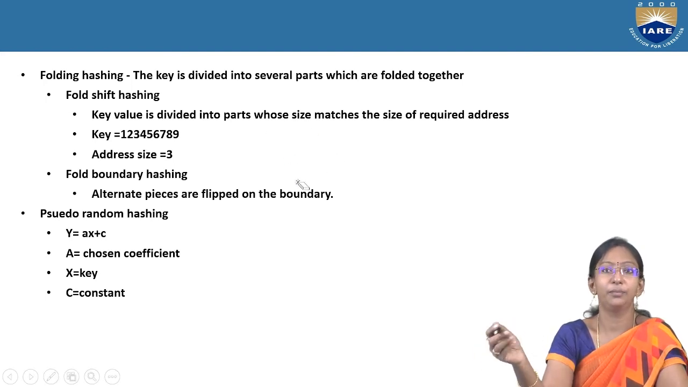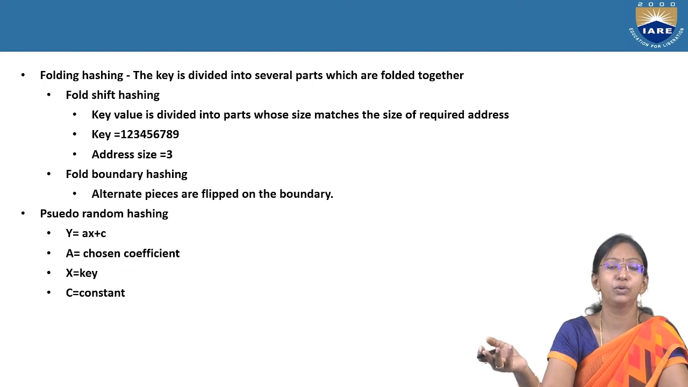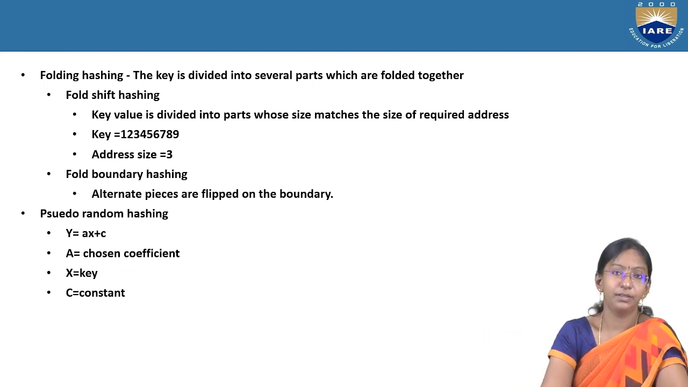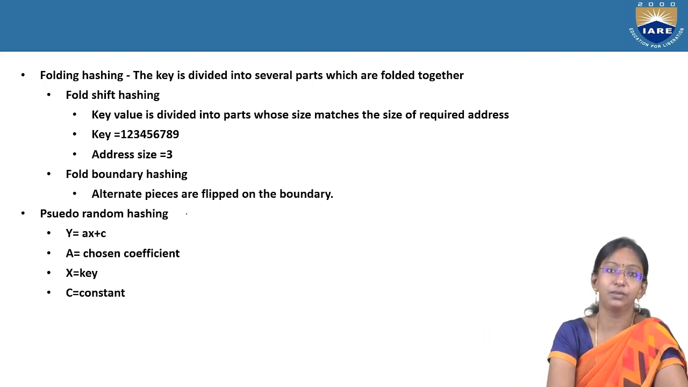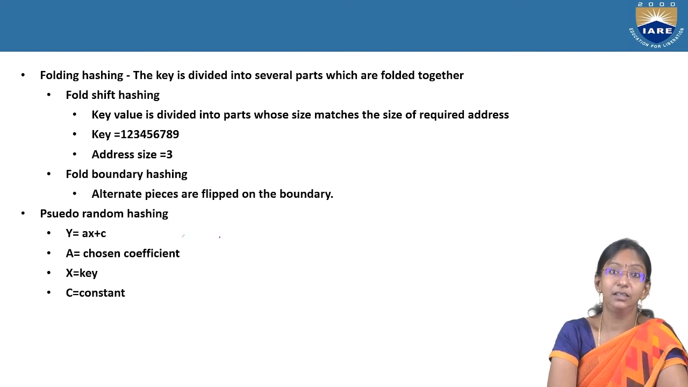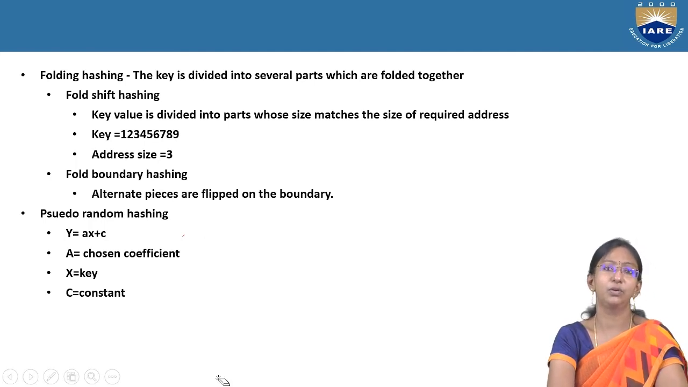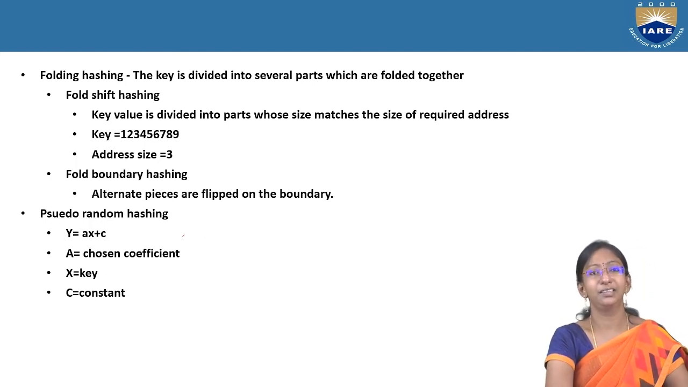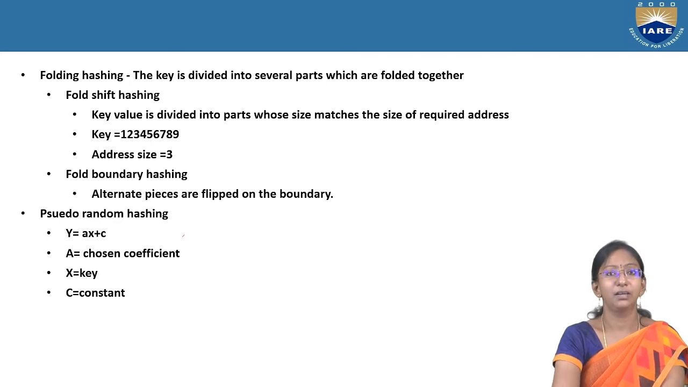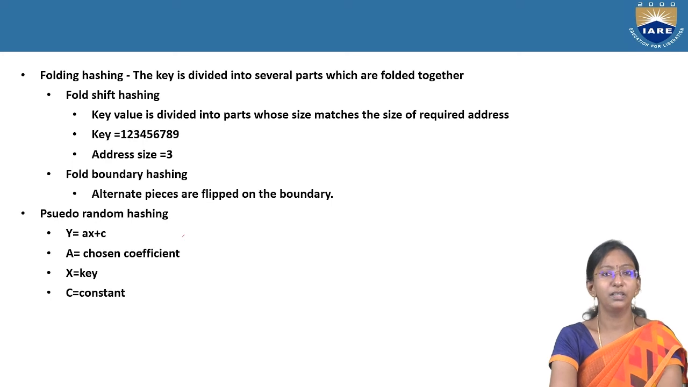And pseudo random. Random function you can do, and you can get an entry into your hash table with your key. For example, here I've taken a simple example, y is equal to ax plus c, where x is your key and a and c are constants. You can use quadratic equations also. These are the different types of hashing you can do to get a unique value.